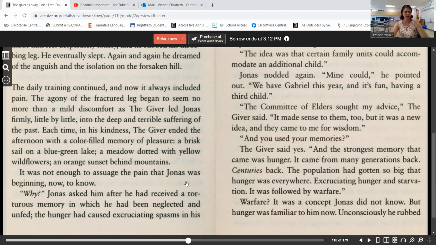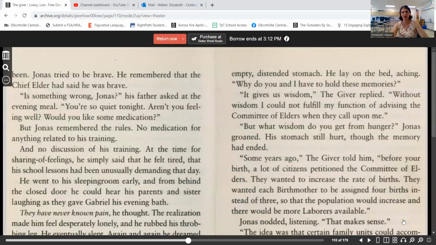"Why?" Jonas asked him after he had received a torturous memory in which he had been neglected and unfed. The hunger had caused excruciating spasms in his empty, distended stomach. He lay on the bed aching. "Why do you and I have to hold these memories?" "It gives us wisdom," the giver replied. "Without wisdom, I could not fulfill my function of advising the committee of elders when they call upon me."